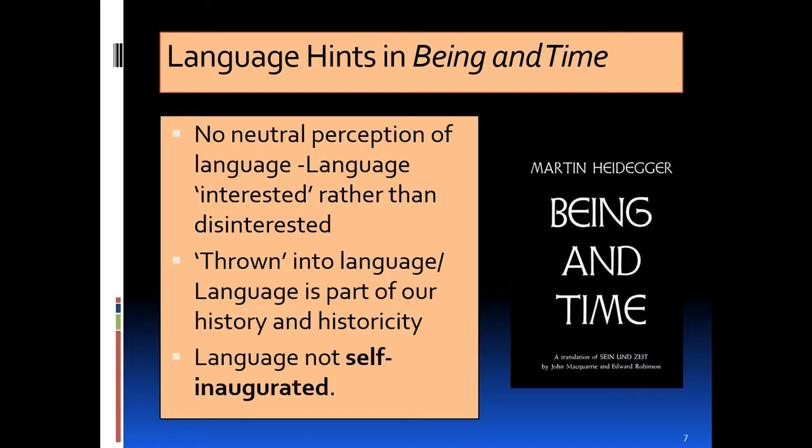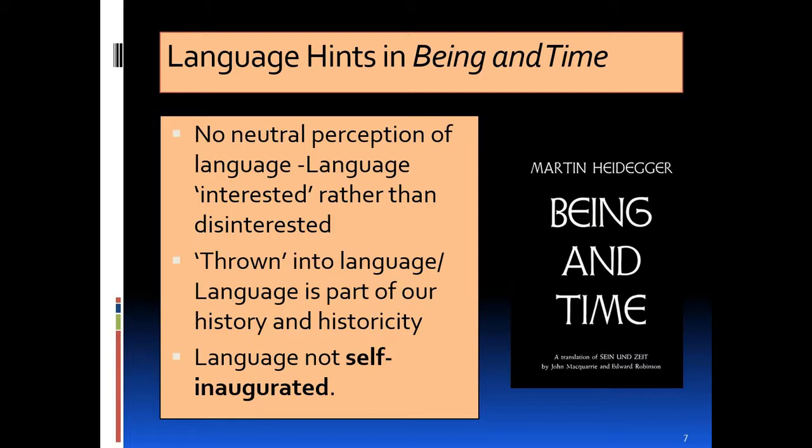So in some sense, we inhabit language. That inflection is probably governed by how we speak English: we say we inhabit language. In another sense, Heidegger would be saying it's reversed: language inhabits us. We are inhabited by different linguistic patterns, traditions, and idioms, and language is part of our historicity. This is the theme of Being and Time, of course: language is not self-inaugurated, as I say at the bottom of the slide. By that I mean it's not something that is self-devised.